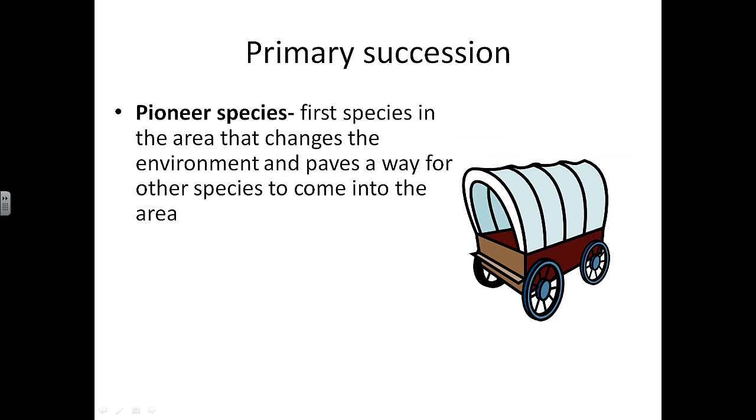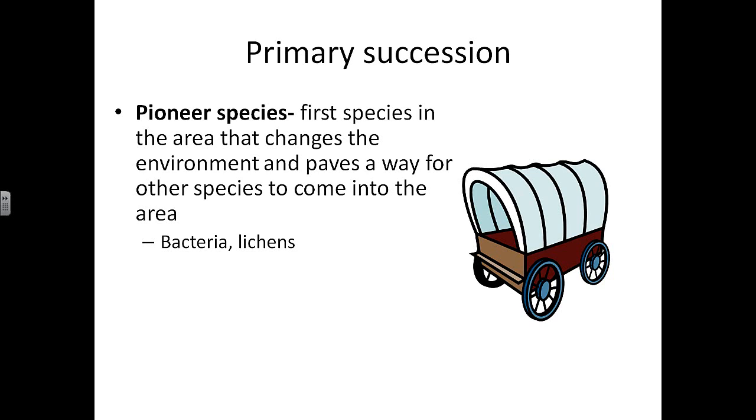A pioneer species comes in. Pioneer, think of the pioneers moving west. They were the first people to go out that way. So a pioneer species is the first group in that area that changes the environment, allowing new species to come in. Usually, when they're living on rock, it's going to be bacteria or lichens.